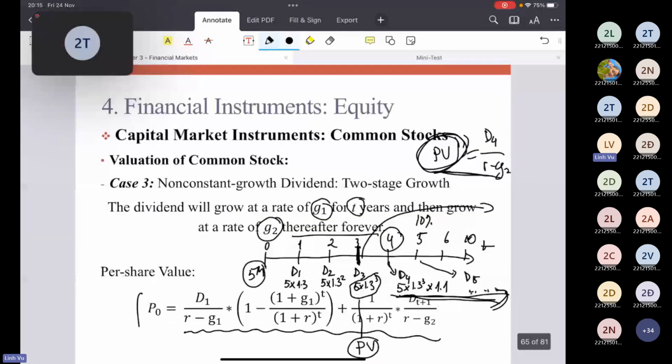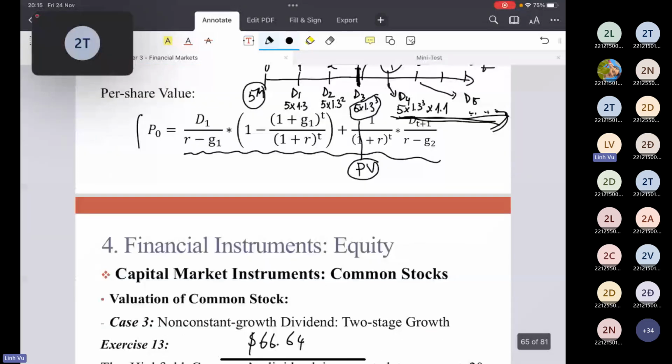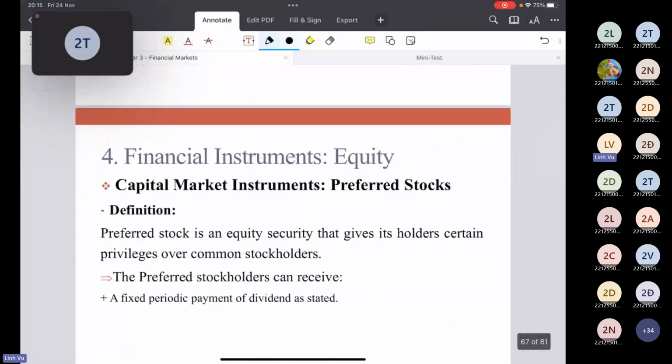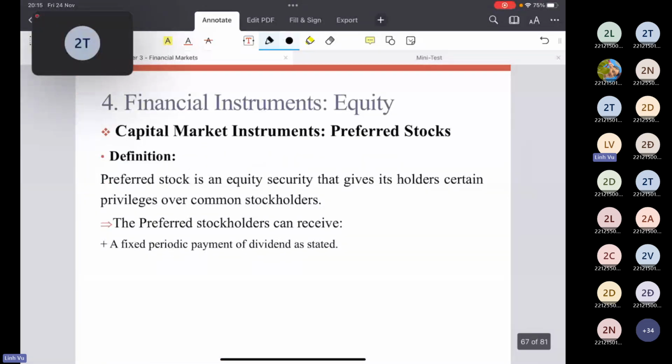And besides the common stock in the market, the firm can also raise funds by issuing another type of equity, which we call the preferred stock. Okay, so preferred stock is another type of equity security, and it gives the holders certain privileges over common stockholders. Okay, so what are the privileges here?